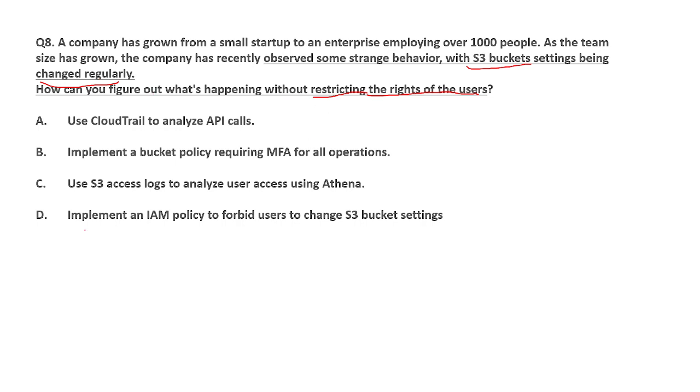So below are the options. Option A, use CloudTrail to analyze API calls. This is the biggest potential answer, so I'll go with this one. There is no point going further, but let's look at option B also: implement the bucket policy requiring MFA for all operations. Why are we going to implement the policy? This is not that potential, and it does not suit our requirement.